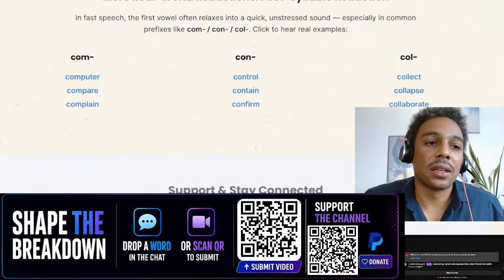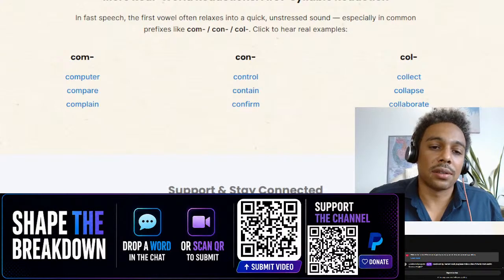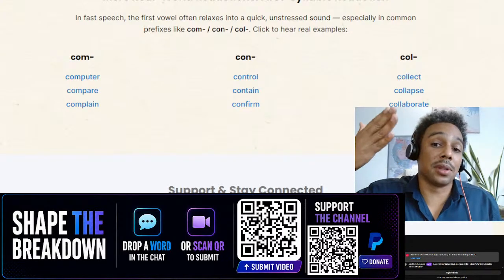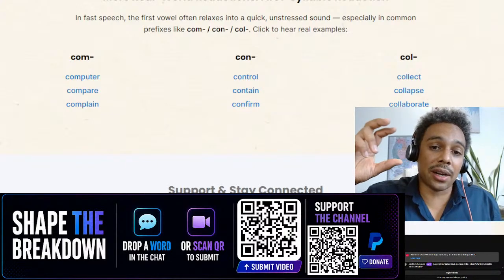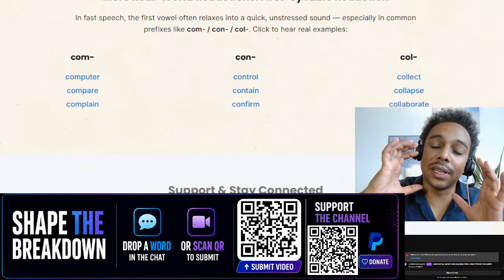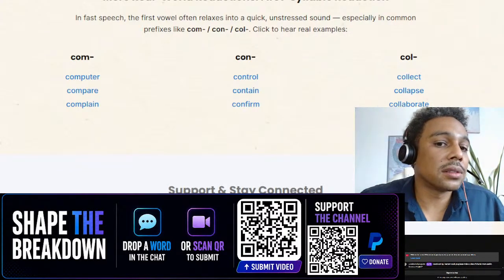Listen to this. Computer, compare. Look at my mouth movement, right? I'm not just making the stressed syllable bigger with volume or pitch. I'm literally amplifying it with space. Look at this. Compare.